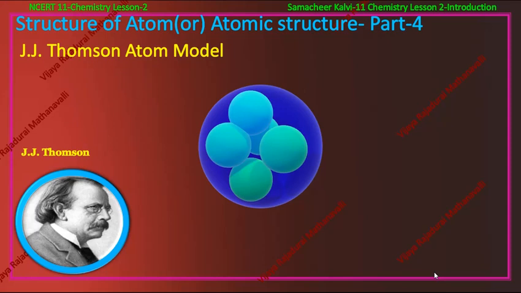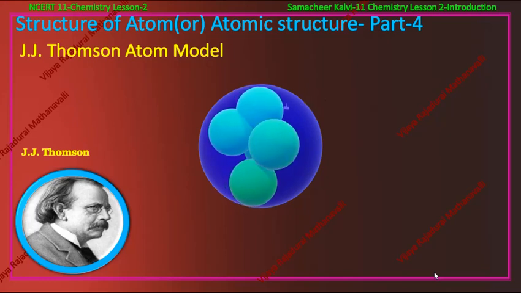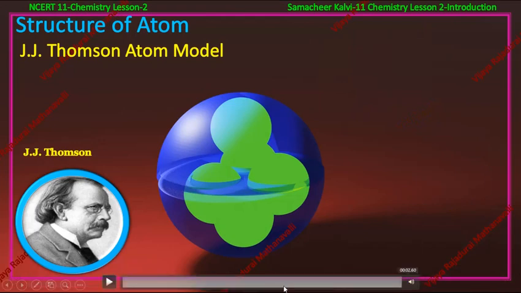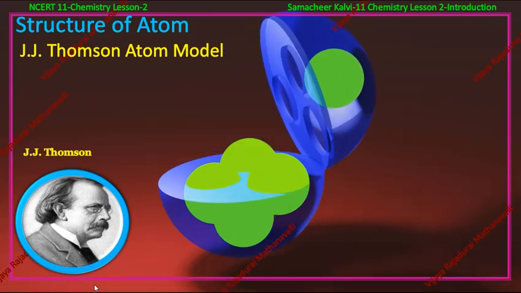J. J. Thomson, an English scientist, just after the discovery of electrons and protons, proposed the first ever atomic model in the year 1904. Thomson's atomic model was also called the plum pudding model or the watermelon model. The embedded electrons resembled the seeds of a watermelon, while the watermelon's red moss represented the positive charge distribution.